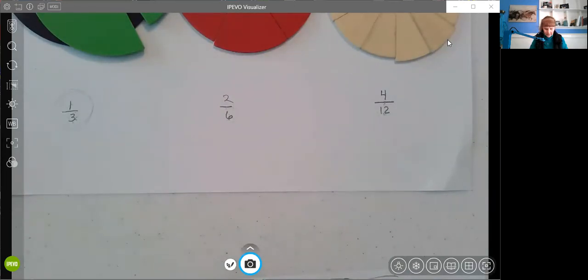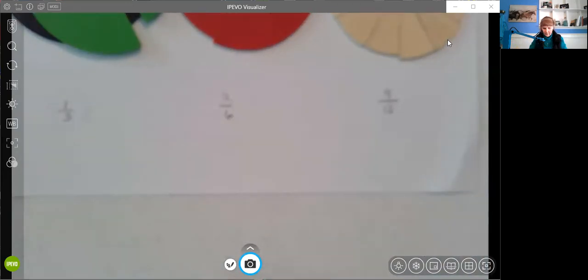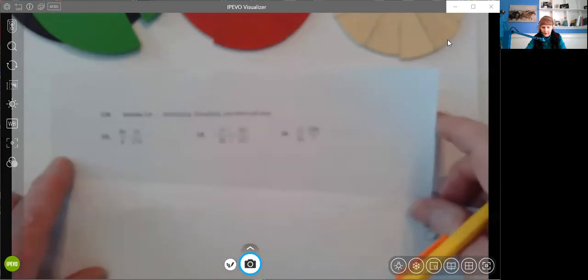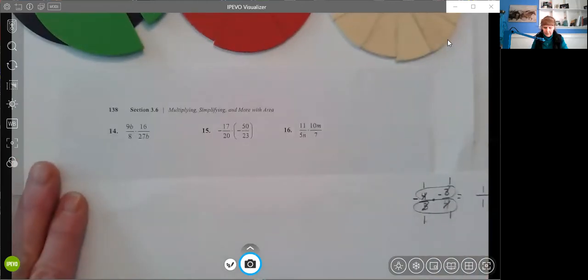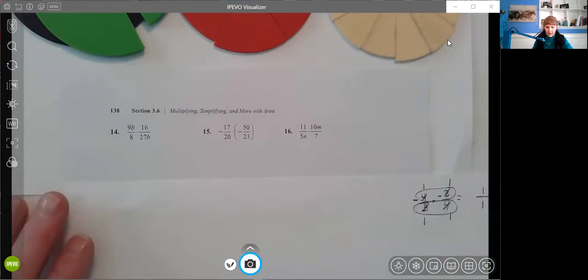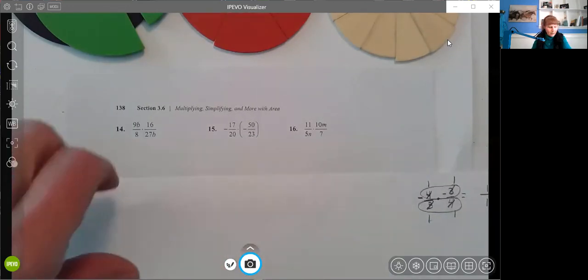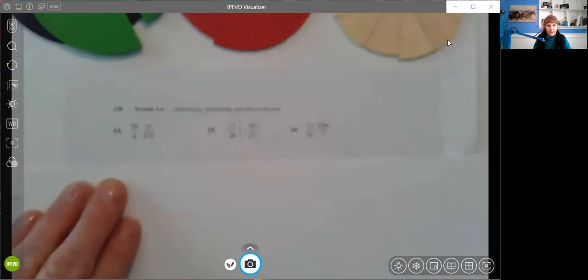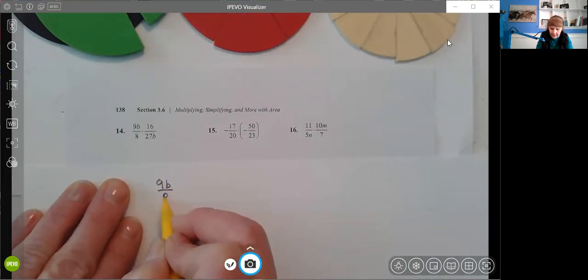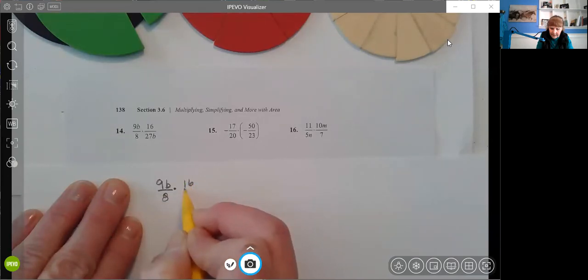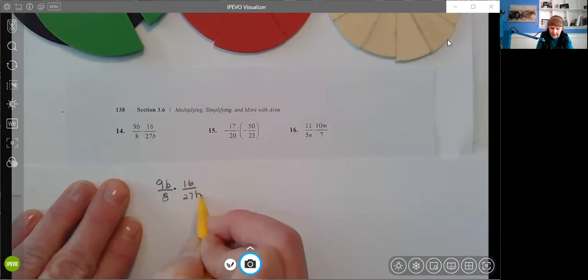The other ones, let's see. Let's look at some more with some variables, just in case the variables kind of give you guys some issues here. So let's look at a few more with some variables, same idea. I'm going to copy this down. I want a clean sheet of paper. Here, focus it again. All right, I've got 9b over 8 times 16 over 27b.